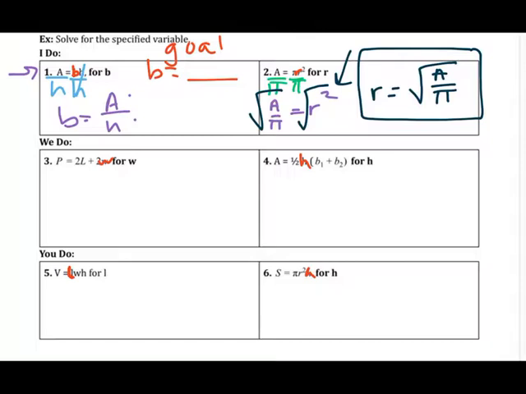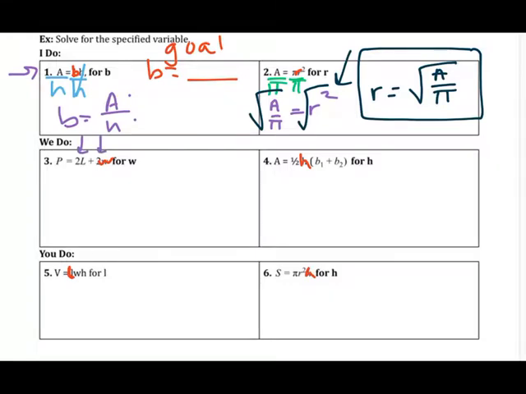Number 3 is the formula for the perimeter of a rectangle, twice the length plus twice the width. Our goal is to get w by itself. So the very first thing I want to get rid of, so I'm asking myself, what is in the way of w being alone? Well, there's a 2L in the way, and there's a 2 in front of the w.